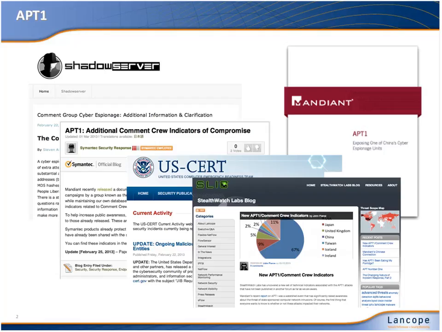Subsequent to their disclosure of those details, a number of other organizations have disclosed additional information. The Shadowserver folks published a blog post with a bunch of specific indicators of compromise. Symantec put out a number of indicators that they had. There is also a joint information bulletin issued by US-CERT that includes a number of indicators that relate to this adversary. And in fact, Lancope also released some additional indicators that were not included in those other disclosures. So there's a number of people who have published information about APT1. Frankly, some of this information was being traded quietly in private circles prior to the end of February of this year.